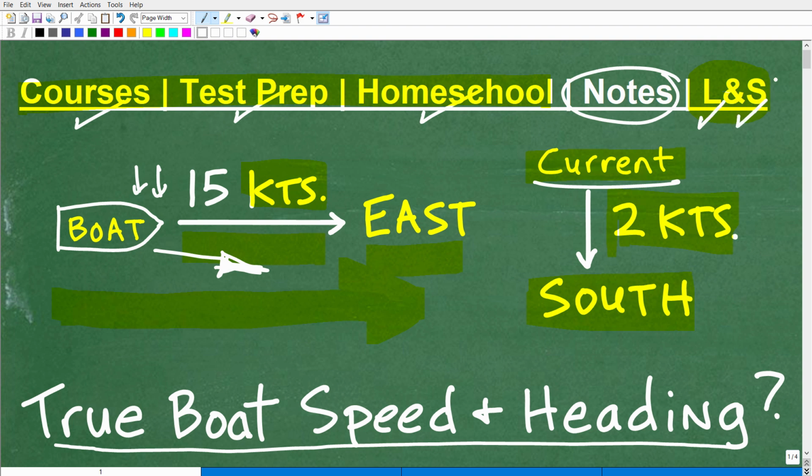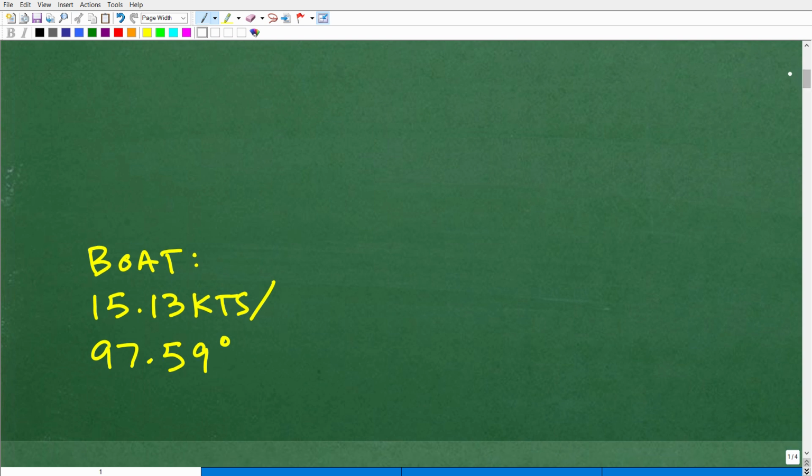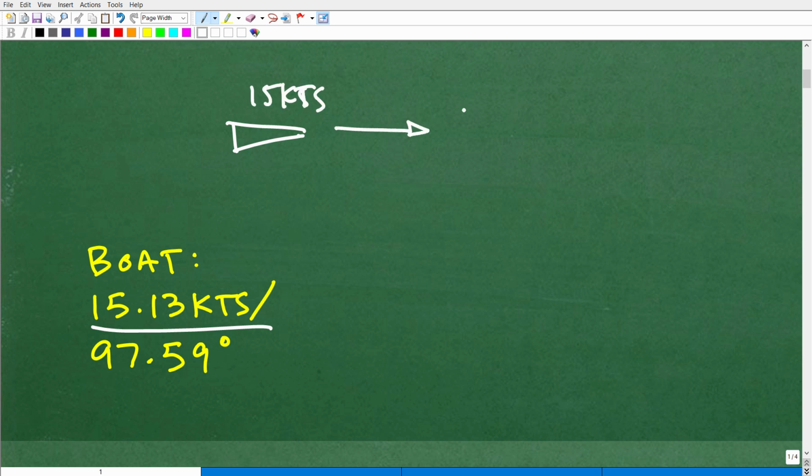Okay, so let's go ahead and take a look at the answer here. So again, we have this boat. It's going due east. We have the current pushing against the boat, so it's going to end up going somewhere in this direction. So let's take a look at the boat's true speed and heading. Here you go. The boat is actually going at 15.13 knots, so a little bit faster than what the captain has dialed in, right? So we're going 15 knots this way, due east. Now, I'll talk a little bit more about the directions here, but the actual direction of the boat is 97.59 degrees.